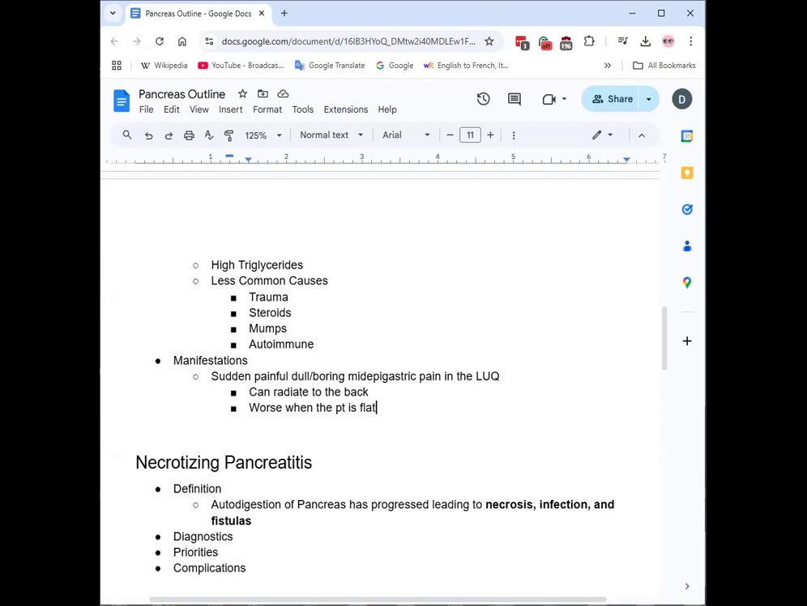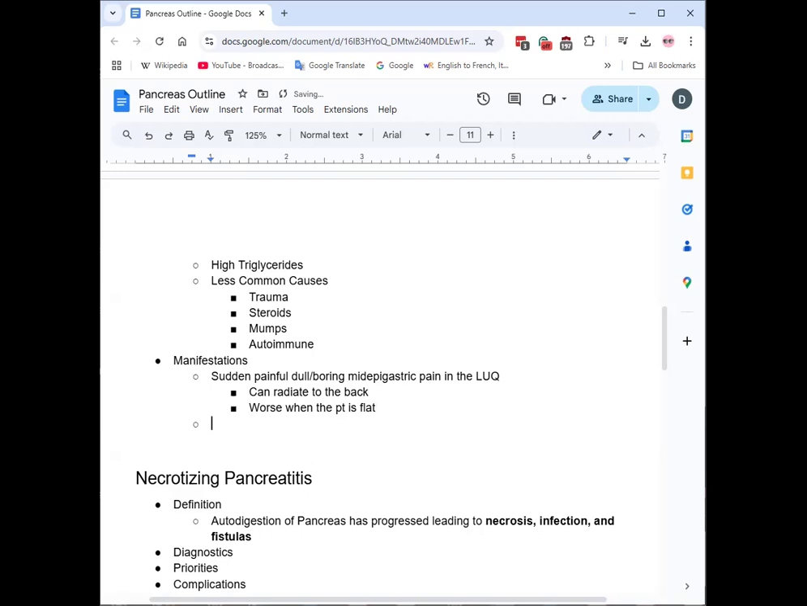Someone else, let's see what else. Yes, nausea, vomiting, abdominal tenderness. Yes. Trying to find another analogy for it that might help.